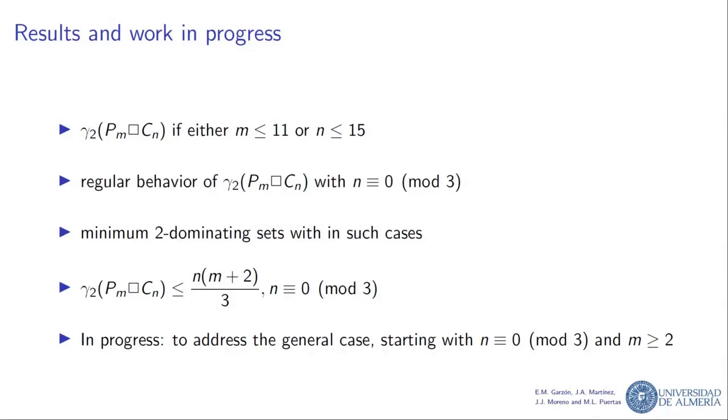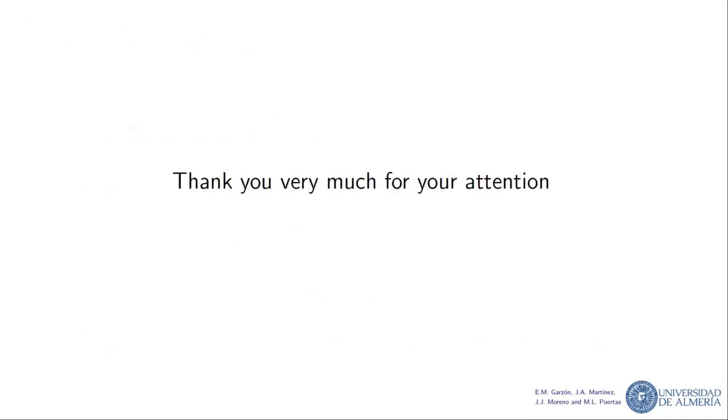This regular construction can be extended to any size of cycles in the case n congruent with 0 modulo 3. So we obtain this upper bound for the two-domination number in such cases, which is n times (n plus 2) over 3. At the moment, we are working on the general case, starting with this case. So our first goal is to prove that this upper bound is indeed an equality and this is the real bound. That's all. Thank you very much for your attention.